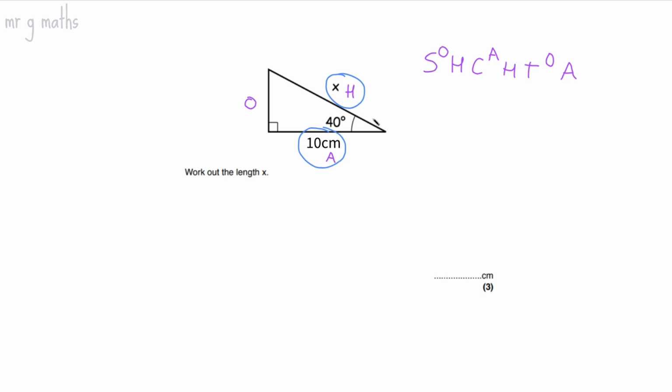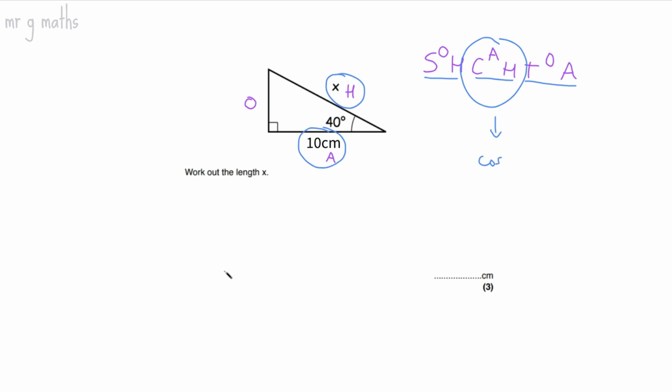So A and H. Do we pick SOH, which has O and H, CAH, which has A and H, or TOA, which has O and A? Well, we have A and H, so we're going to pick CAH, which means we're going to use cos in this particular question. Regardless of whether you have sine, cosine, or tangent, the method is going to be very similar, just switching out whichever one you need to use.